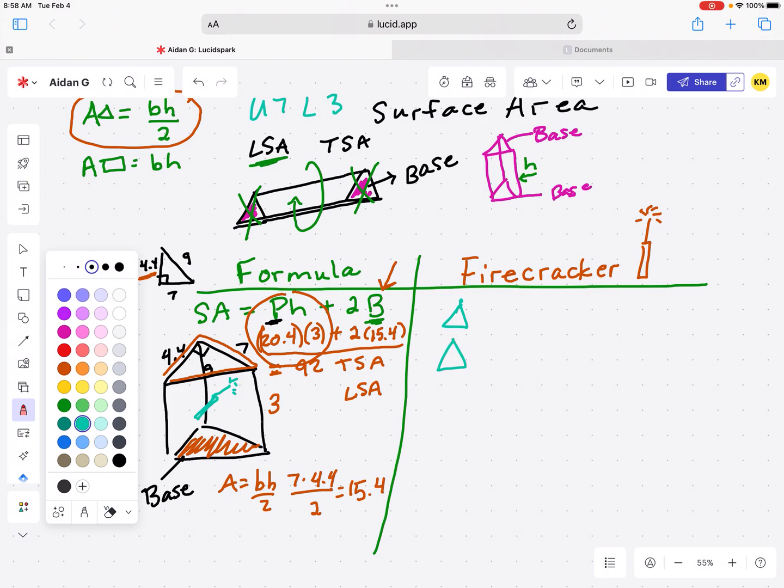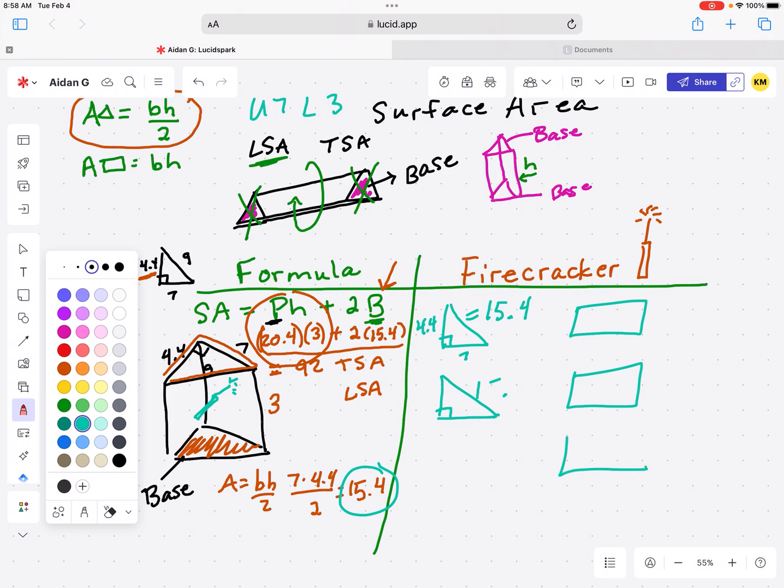I'm going to go back and draw them correctly because I didn't draw them correctly. Remember, these have a right angle, so you have to draw it the way it's given. There is your right angle. So it's 4.4 and 7, and then you divide that by 2. What did we get? 15.4. So we know the area of these bases is 15.4. Boy, my Apple Pencil's not doing very well. Hopefully this will work. Then you know that you have 3 rectangles connecting them.